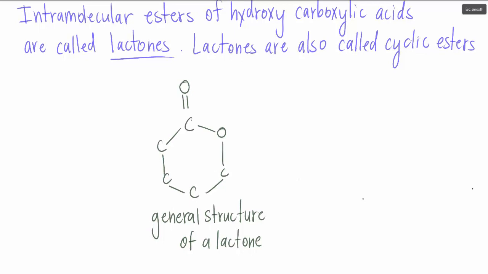So if we look at a general structure of a lactone, this would be one R group. We have the carbonyl carbon. We have O, and you can cycle all of those carbons on the end, it doesn't matter. This would be considered the other R group. So, in a sense, a lactone is a cyclic ester.